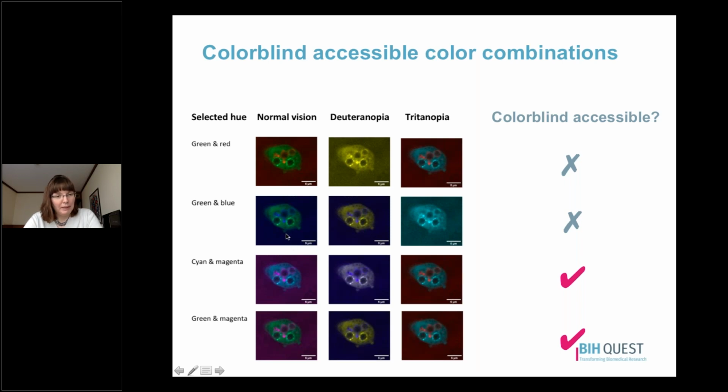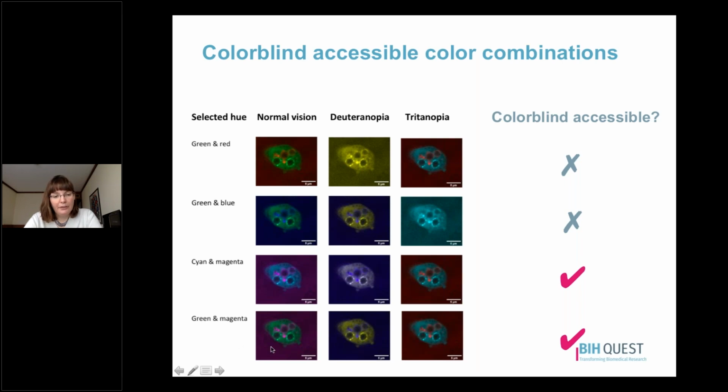Another combination that people like to use is green and blue, and here we can see that that works okay for someone with the most common form of color blindness, but doesn't work at all for someone with the least common form of color blindness. Cyan and magenta is a good colorblind accessible color combination. It works well whether you have the least common or the most common form of color blindness.